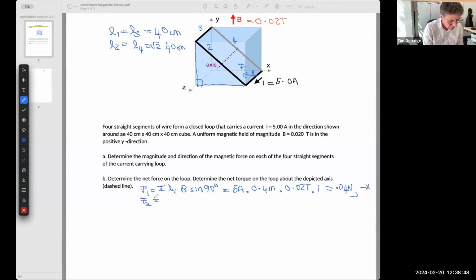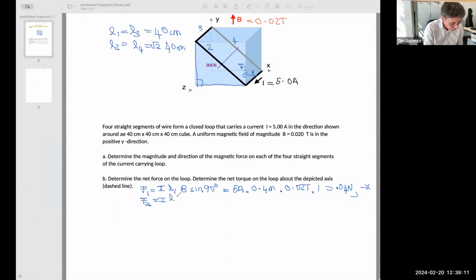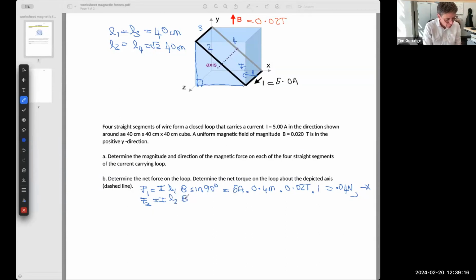The second force is the force on wire number 2. This is the wire that crosses from the bottom right to the top left corners on the front face. Again, we can use the force equation for that. So F2, the force on wire 2, is the current, with no need for an index here, it's just the current in the loop, times the length of this wire. Remember, it's longer. We denoted it L2, times the field that every wire is immersed in, times the sine of the angle between the current and the magnetic field.